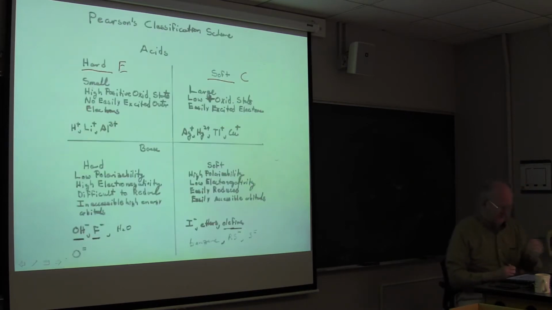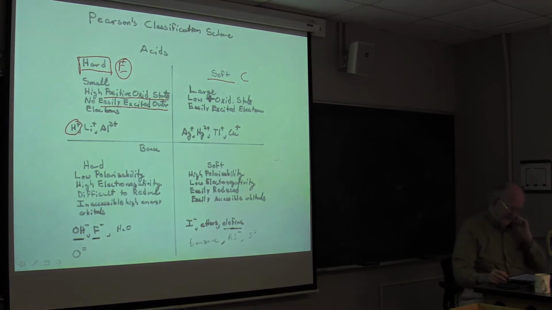So Pearson, in looking at these things, he says, aha, these hard acids, the acids with a big electrostatic parameter, they tend to be small, they tend to have a high positive oxidation state, they have no easily excited outer electrons. This is easy to understand if you just think about the representative species. There's not much smaller than a hydrogen ion, okay? And it's very difficult to get hydrogen atoms into an oxidation state greater than plus 1, right? It's got no more to lose in terms of electrons. It's gone. Lithium, very small.